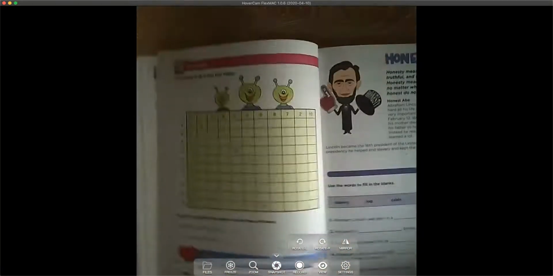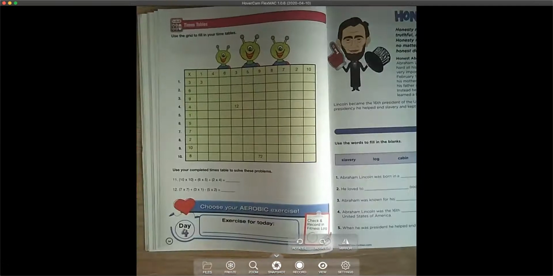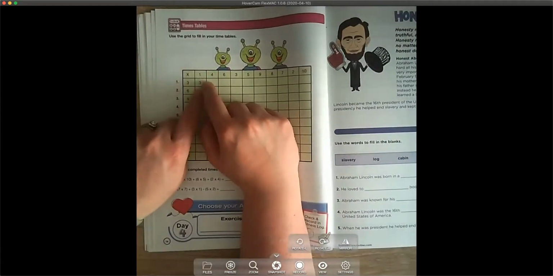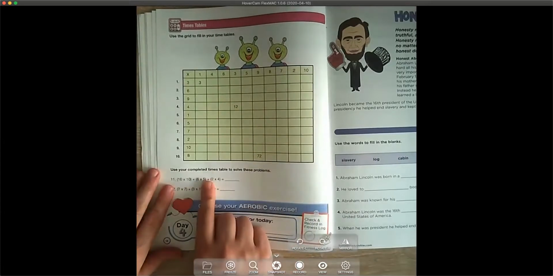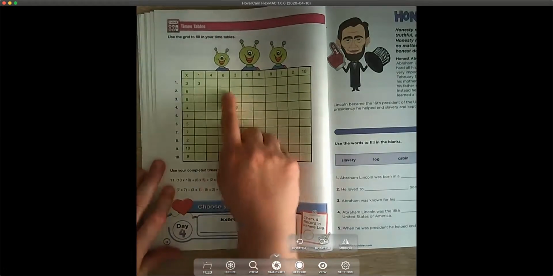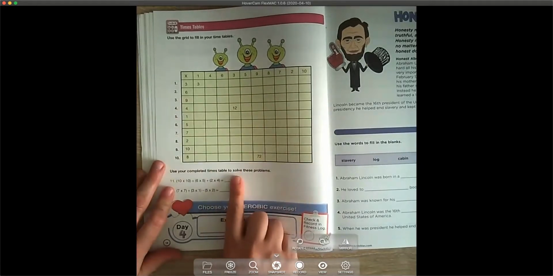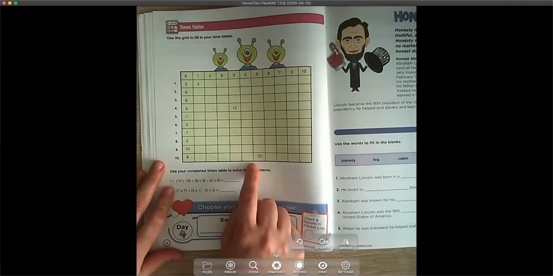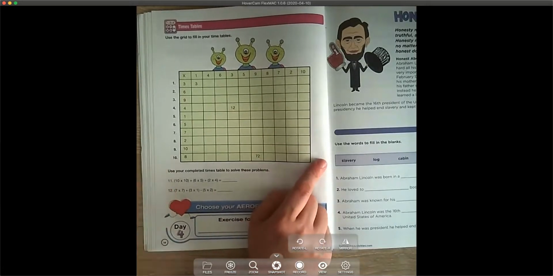And finally, for page 14, they're going to fill in this chart. All they have to do is start at the top. 1 times 3 is 3. 1 times 6 is what? 1 times 9 is what? And go all the way down. All these are times 1. The next column would be all times 4. Next column would be all times 6, times 3, times 5, times 9, times 8, times 7, times 2, and times 10.